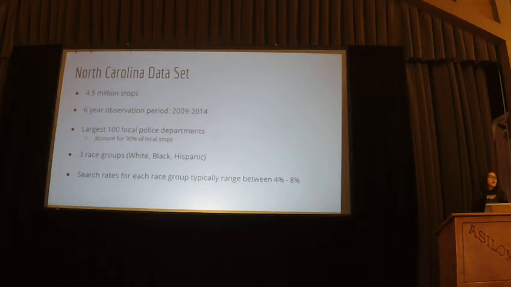Okay, so we empirically validate the model on a data set of 4.5 million stops in North Carolina. This is over a six-year period from the largest 100 local police departments. And we consider 3 race groups: white, black, and Hispanic drivers. Just to give you a sense of the data, search rates typically vary from 4 to 8% for whites and minorities, respectively.